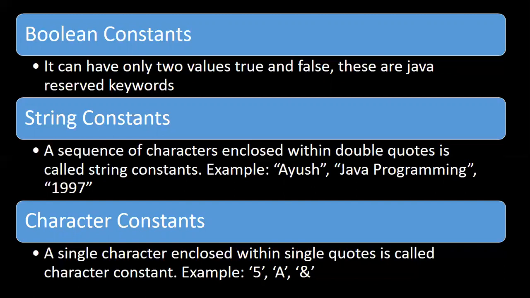Character constants are, suppose you take the name Ayush and we separate each and every alphabet, then the single value A stands for a character constant. A character constant may be a digit, or an alphabet, small or capital, or a symbol, which are specifically defined to be enclosed within single quotes.